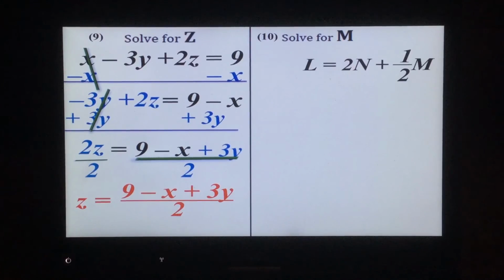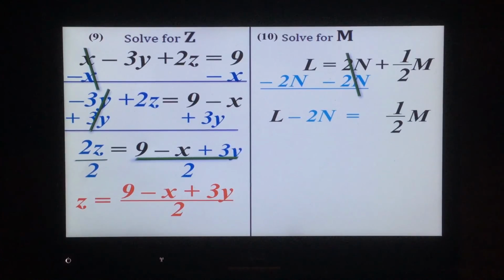All right guys, hopefully you got this one correct. The first thing you need to do is get rid of the 2n over here. How do we get rid of that 2n? Well, we're going to subtract 2n from both sides so that the 2n's cancel. You wind up with L minus 2n equals 1/2 m. How do we get rid of 1/2? Well, the reciprocal of 1/2 is 2 over 1, or just 2. So we can multiply both sides by 2. On the right side, it cancels. On the left side, we have to put in parentheses and distribute because we have to multiply everything by 2. So you wind up getting 2L minus 4n equals, these cancel, m.